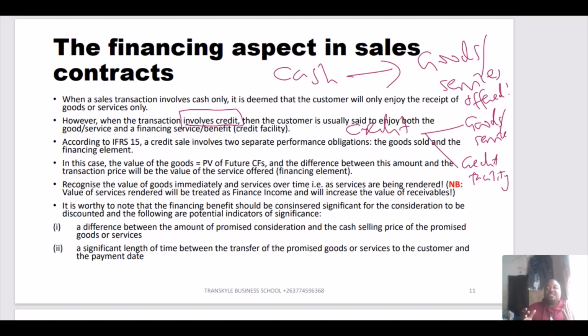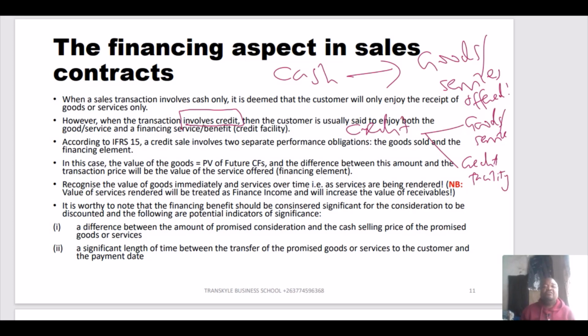So if the credit facility is so significant that it is going to warrant more time, then the time value of money aspect comes into play. The discount factors come into play. In this case, the value of the goods is equal to the present value of future cash flows, and the difference between this amount and the transaction price will be the value of the services offered, the financing element.